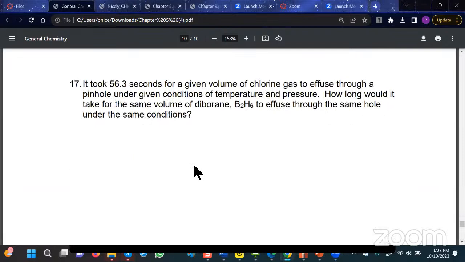Okay, so let's see if you guys can do this one on your own without my help. It says here that it took 56.3 seconds for a given volume of chlorine gas to diffuse through a pinhole under given conditions of temperature and pressure. How long will it take for the same volume of diborane, and it gives you the formula, to diffuse through the same hole under the same conditions? So in this case, they're not giving you rate information, they're giving you time information, all right? So how would you go about tackling this problem?